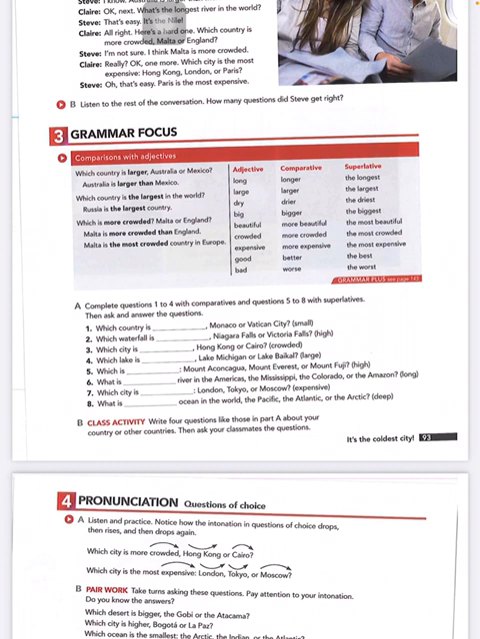Beautiful, crowded, expensive are two or more syllable adjectives. So according to the rule, we have to add more, and for the superlative, we have to use the most, all right? And good and bad are irregular adjectives, so you have to remember. We have different forms. We don't say gooder, but we say better and the best, bad, worse, and the worst.